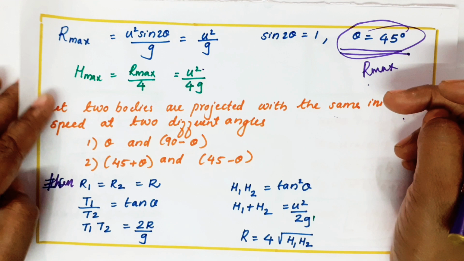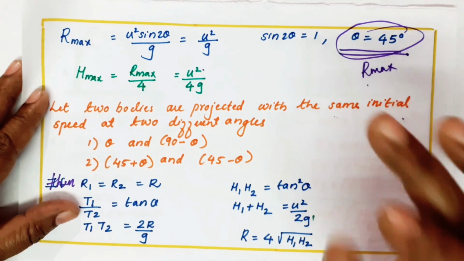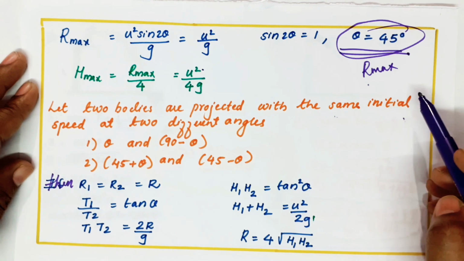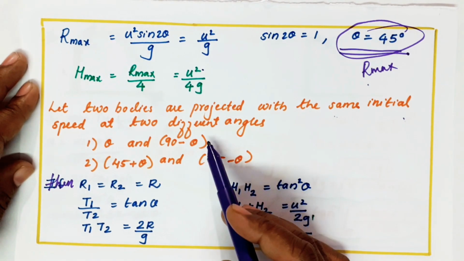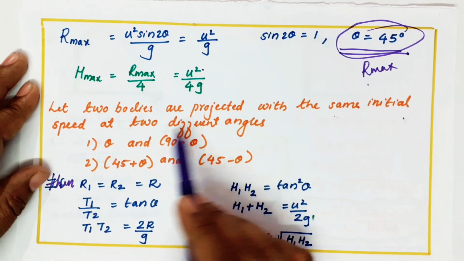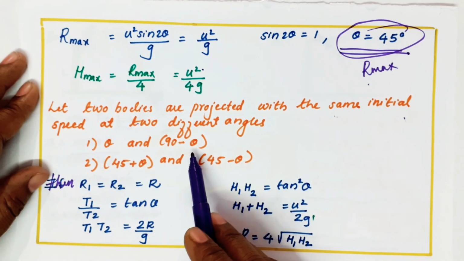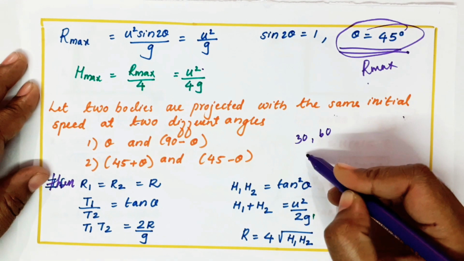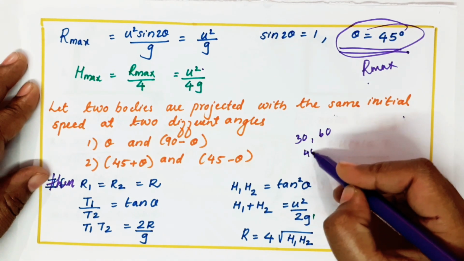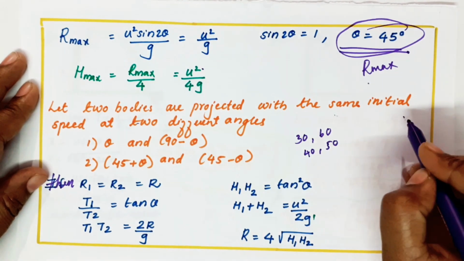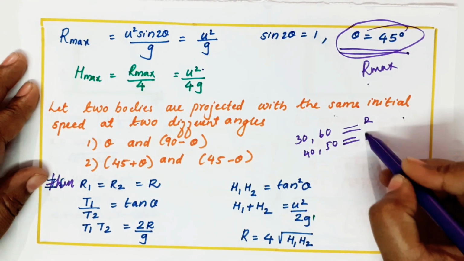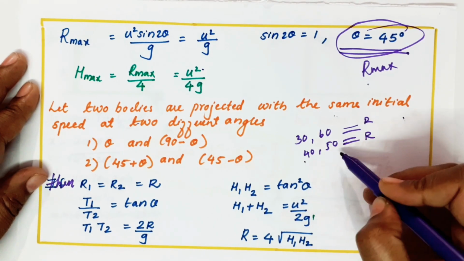Now, next thing I should tell is we will get the same range for two angles. Let the body be projected with two angles, that is theta or 90 minus theta. That means you can take it as 30 and 60, or take it as 40 and 50. Like that, if you take two such angles, both angles give the same range. This also we get for 40 degrees. What is the range you are getting?